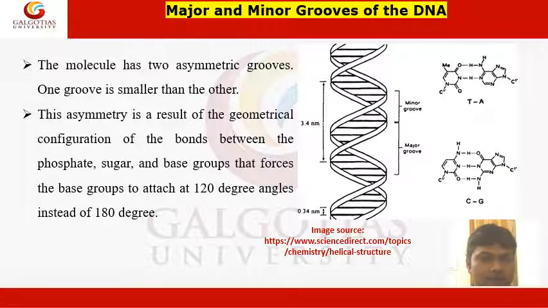Now we will discuss the major and the minor groves of the DNA. In the picture you can see the molecule has two asymmetric grooves. One groove is smaller and another groove is larger. This asymmetry is a result of the geometrical configurations of the bonds between the phosphate, sugar and the base groups that forces the base groups to attach at a 120-degree angle instead of 180 degrees.